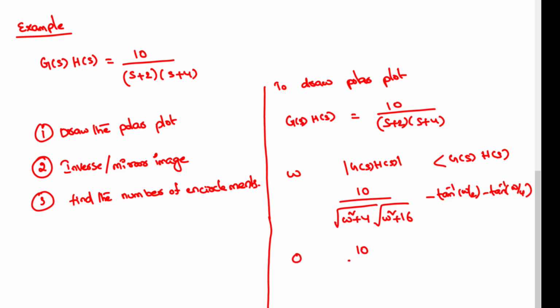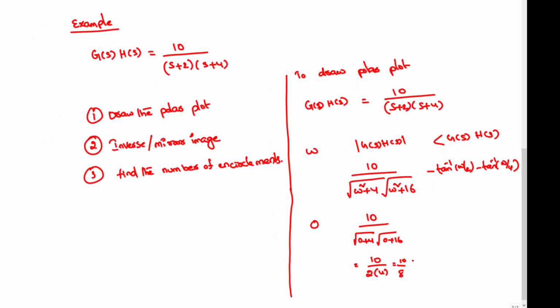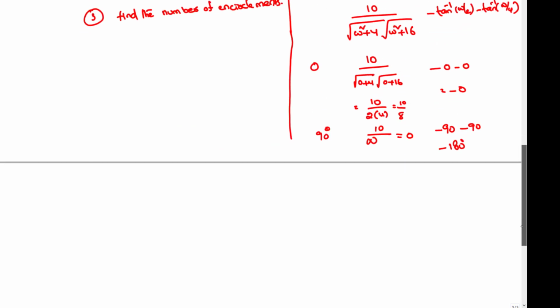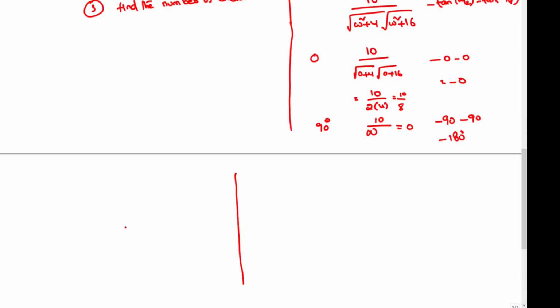Now let us give omega equal to 0. The magnitude is 10 by square root of (0 plus 4) into square root of (0 plus 16), that is equal to 10 by 2 into 4, so that is 10 by 8. When you replace omega with 0, that angle will be 0. Now when you keep omega equal to infinity, you will get 10 by infinity equal to 0, and the angle is minus 180.